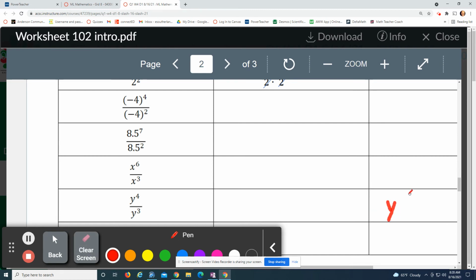Now, here's the interesting part. Do I have to put a 1 there? No, I don't. I can just write it as simply y. We assume that any number that doesn't have an exponent has a 1 as the exponent.